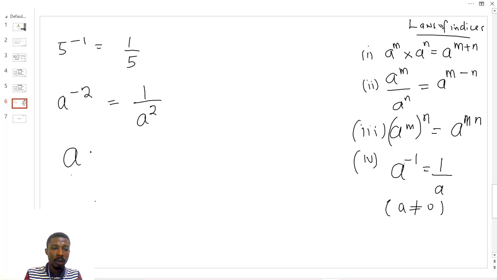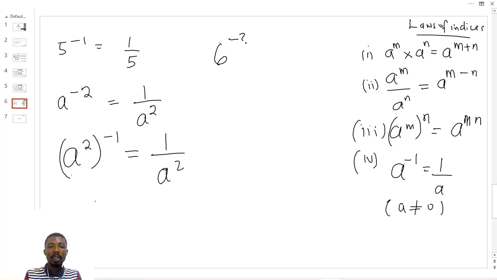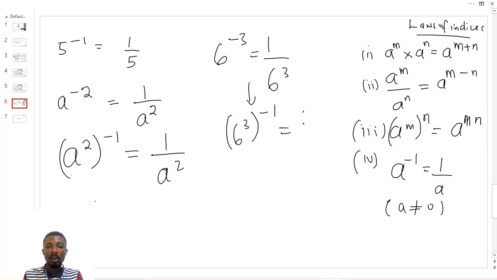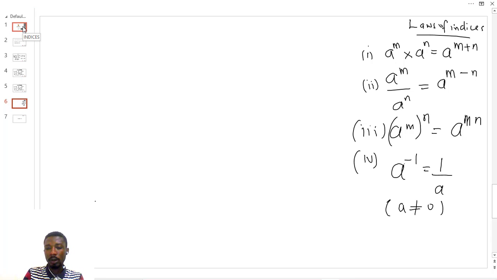Look at it this way. (a^2) to the power minus 1. Remember the third law. So you have 1 over a squared. So if I have 6 to the power minus 3, it's equivalent to 1 over 6 to the power 3. But remember I said you can look at it as (6^3) to the power minus 1, so this gives you 1 over 6 to the power 3. Let's put the final one down. Any number to the power 0 is equivalent to 1.